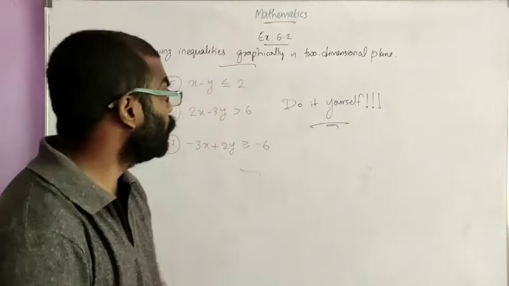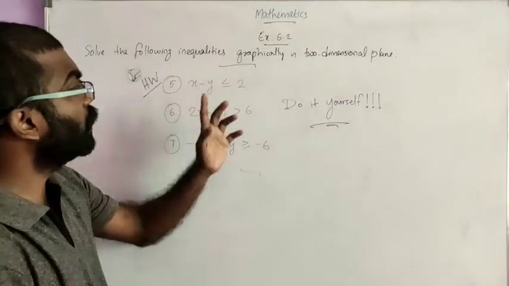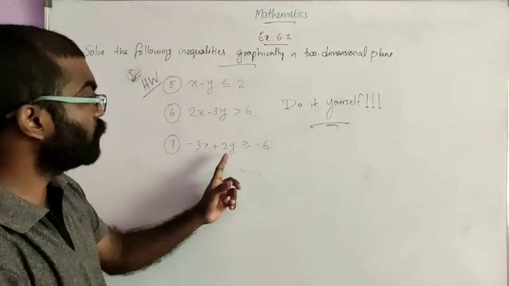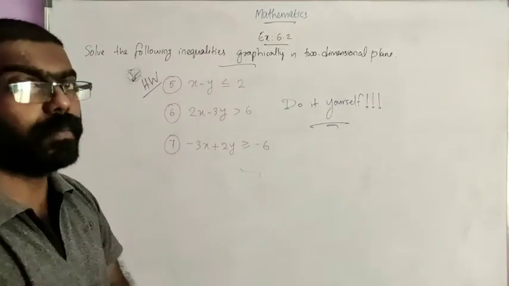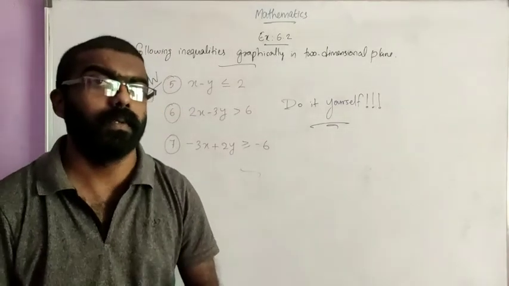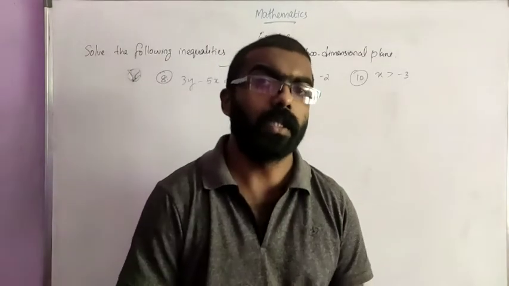Here question number 5, 6 and 7. x minus y less than or equal to 2, 2x minus 3y greater than 6, minus 3x plus 2y greater than or equal to minus 6. These 3 questions are similar, so do it yourself. Now we move on to question number 8.